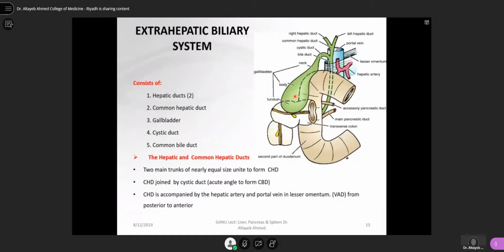and the bile will go to the gallbladder to be stored and concentrated. If you eat, cholecystokinin, pancreozymin, will be secreted, and this will relax the sphincter of Oddi and stimulate the contraction of the gallbladder, so the bile will go down to the second part of the duodenum.